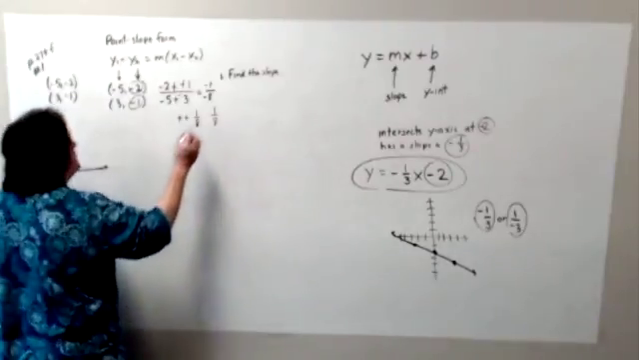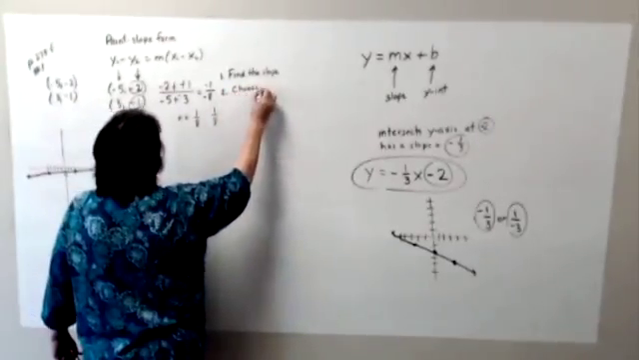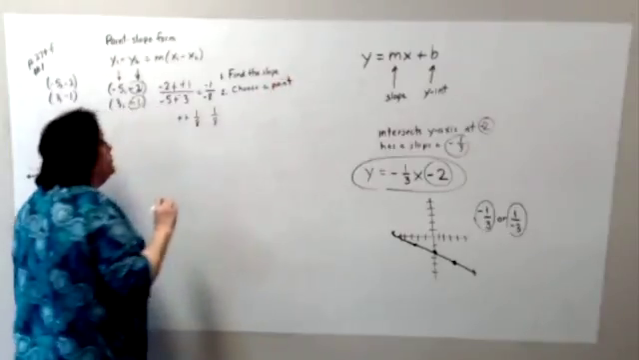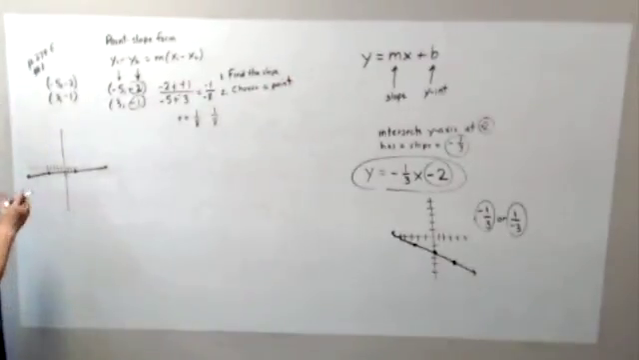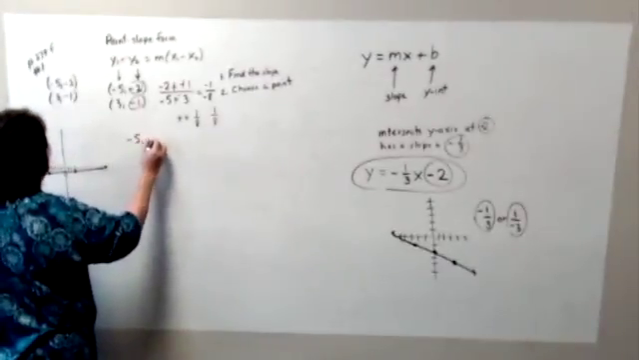Now, the second step is choose a point. I hope y'all are writing these steps down. Choose a point. Either one. You're going to get the same equation with either one. I'm going to choose -5, -2.